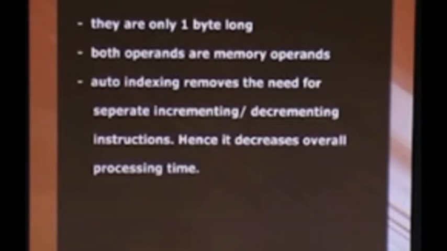Now let us see the advantages of MOVS and CMPS instructions over the conventional MOV and CMP instructions. Because conventional MOV and CMP instructions are applicable only for one operand, MOVS and CMPS are applicable to string oriented instructions. The advantage, as you see, is that these are only 1 byte long.